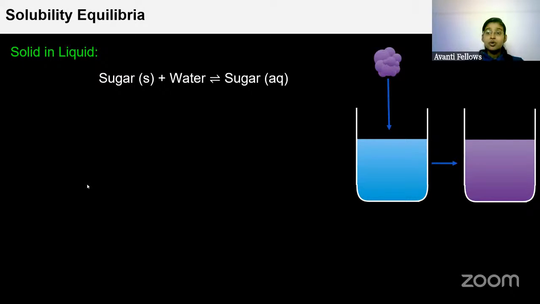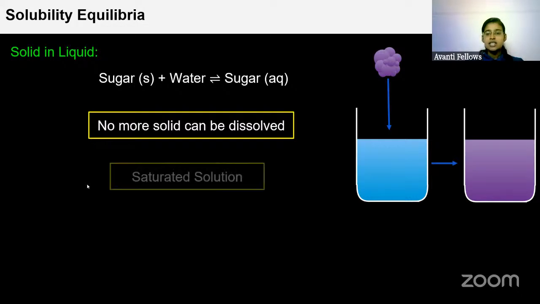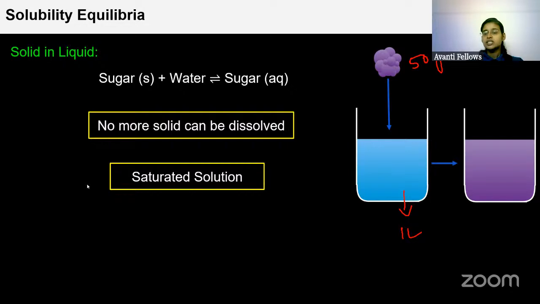If no more solid can be dissolved in that particular liquid, which is water, then we can say that the solution is a saturated solution. So I may have 1 liter of water, only 1 liter, and I can add only 50 grams of sugar into the 1 liter of water. Only 50 grams of sugar can be dissolved in 1 liter of water. If I try to add 100 grams of sugar to this 1 liter of water, do you think the remaining 50 grams will get dissolved in the water?